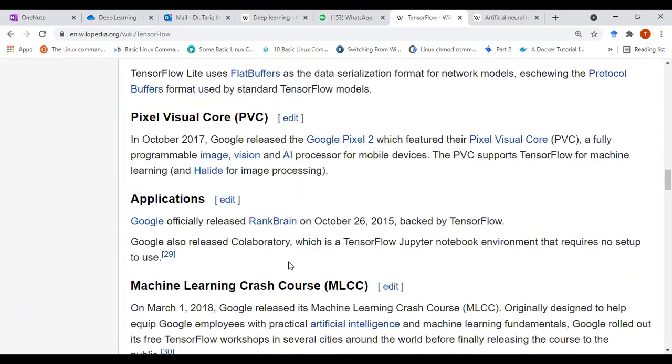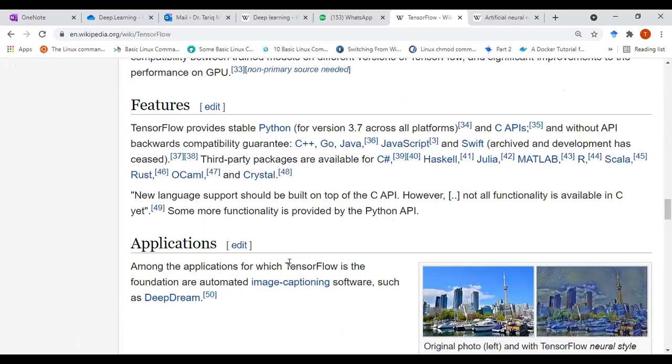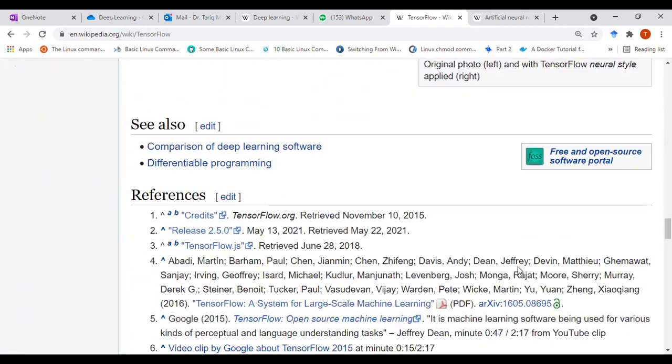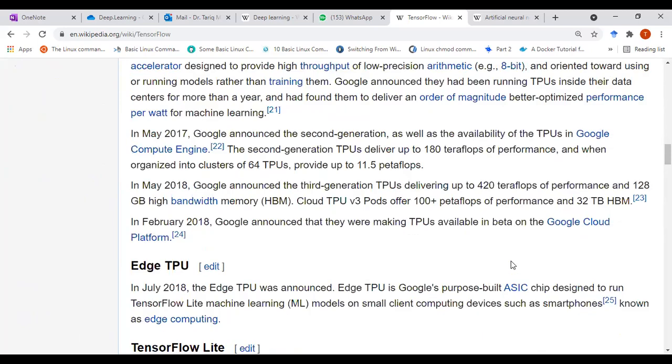Tensor processing unit, that is a whole matter of its own. Yes, it uses GPU. It applies different styles. This is also one other application: you take one image and apply its style to another image. This is neural style. It applies a new style to the image, so the picture changes completely. There are many, many other applications that you can think of.